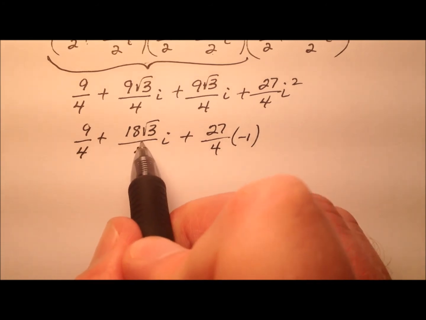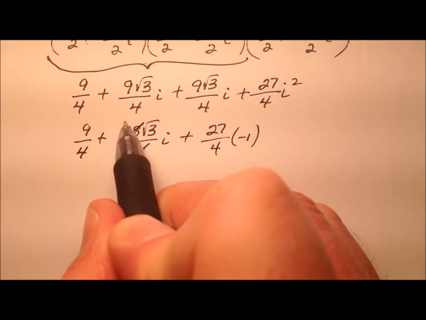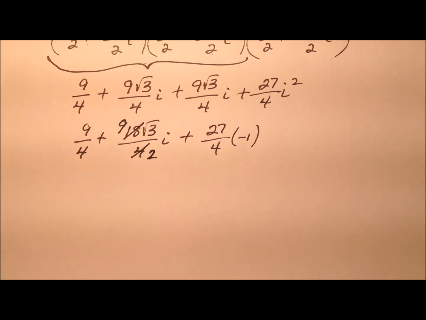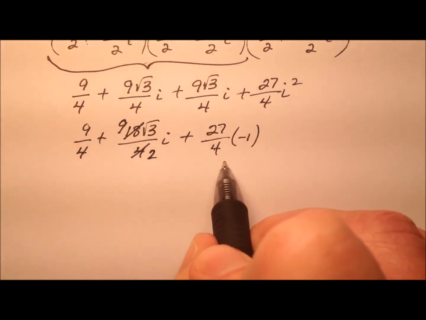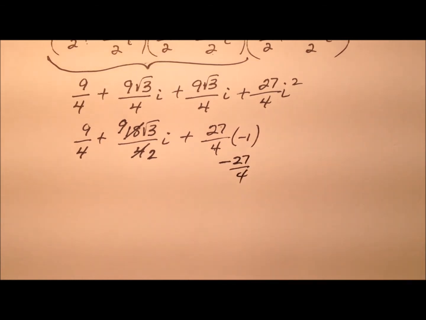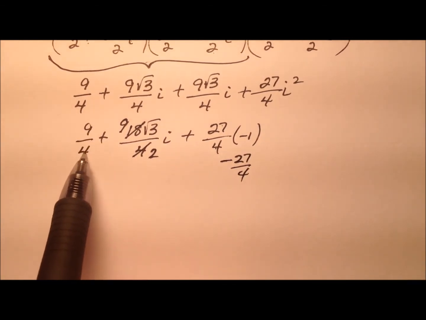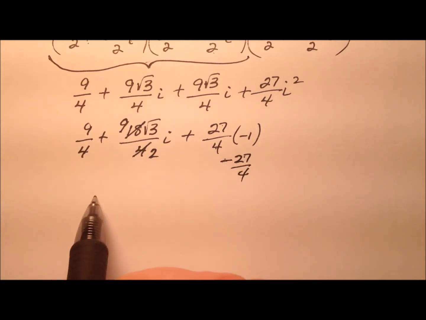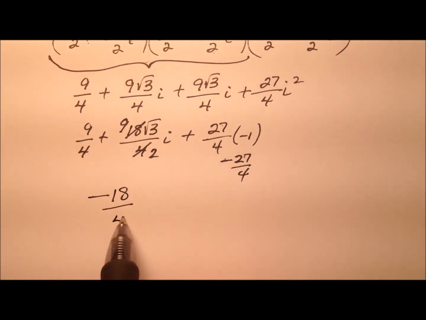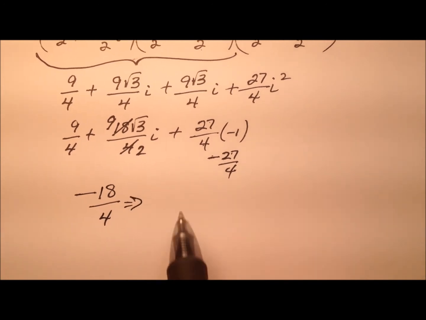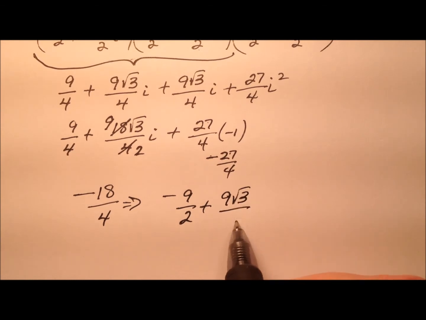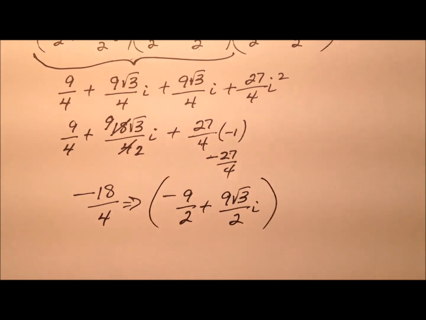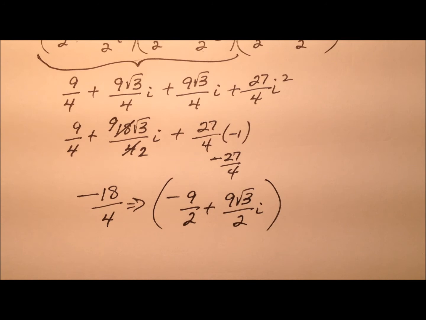So a few things here. This one here I know I can simplify, so that'll end up being a 9 and a 2. This 27/4 times -1 ends up being a -27/4. So 9/4 minus 27/4 is -18/4, which can actually reduce to -9/2 plus 9 radical 3 over 2i. Okay, and that's the product when I multiply the first two of those complex numbers together.